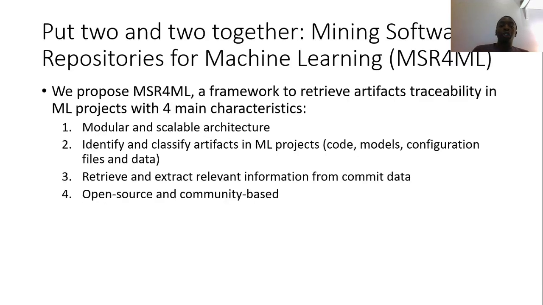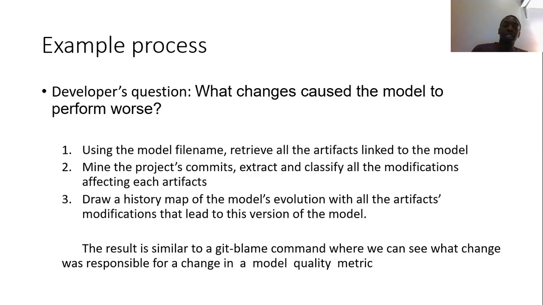We now propose to leverage mining software repositories techniques and apply them to machine learning projects. Our framework has four main characteristics. It's modular and scalable. It can identify and classify artifacts, retrieve and extract relevant information from commit data, and it's open source and community based. So this framework is able to retrieve artifact traceability in different machine learning repositories.